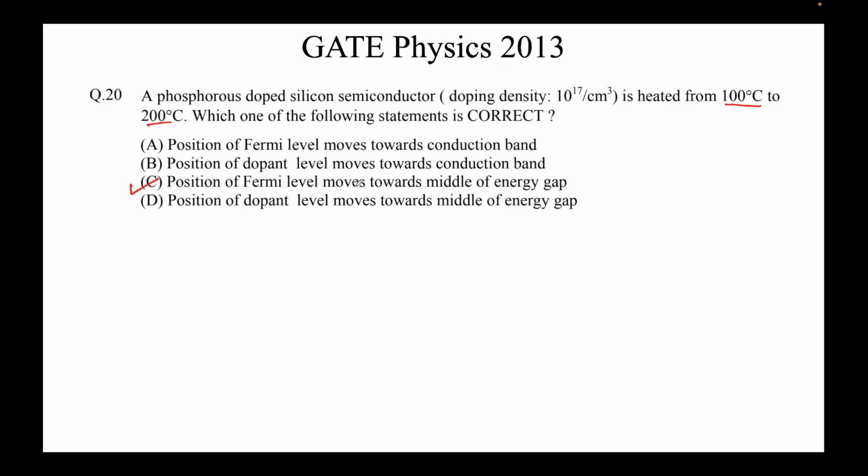Position of Fermi level moves towards the middle of the energy gap. And note that the dopant level does not change, because at 100 Kelvin itself we have broken all the bonds.